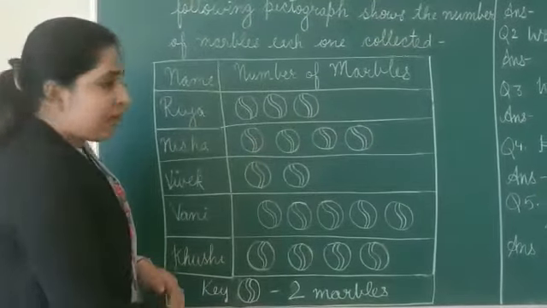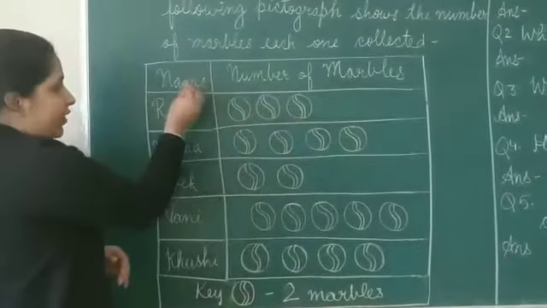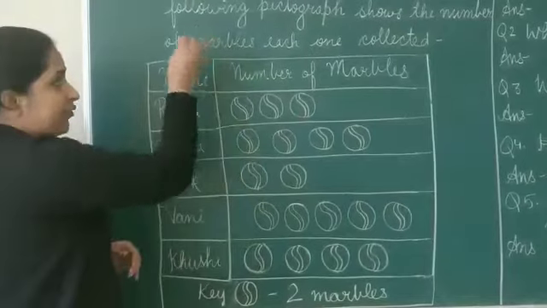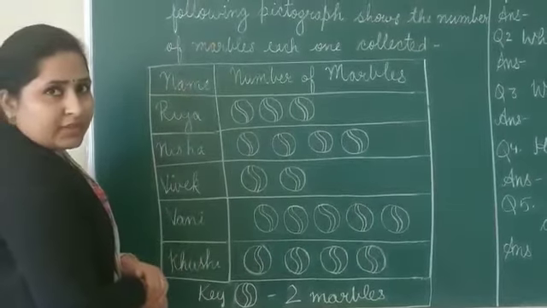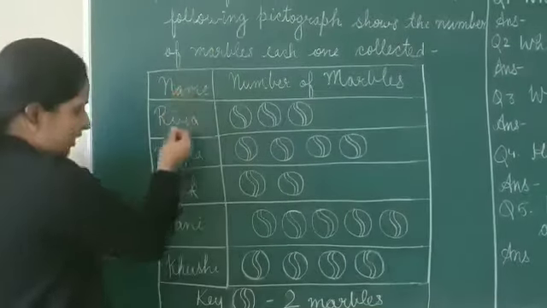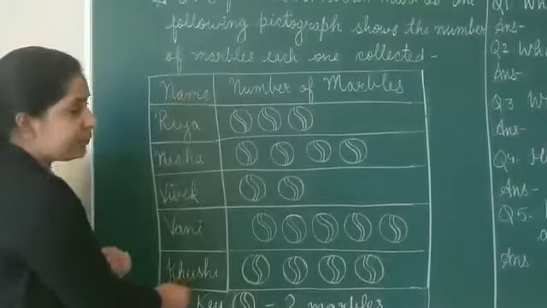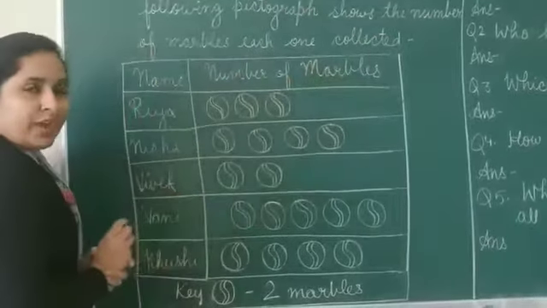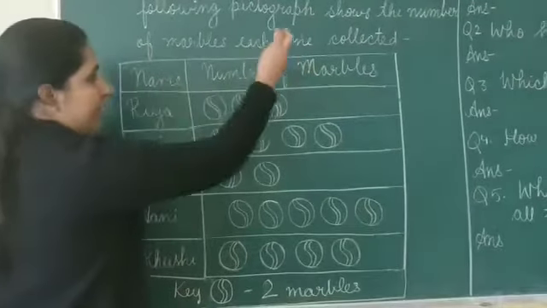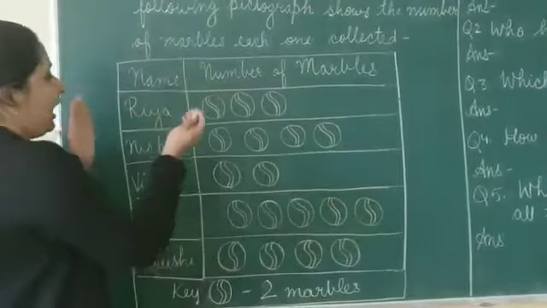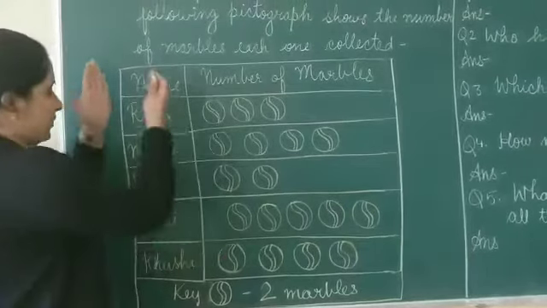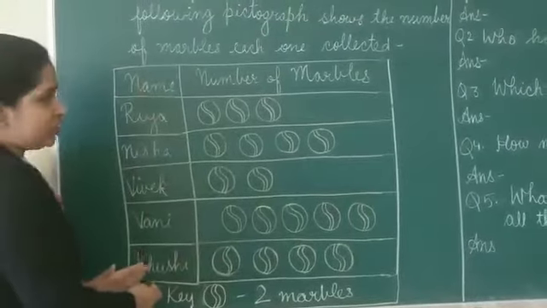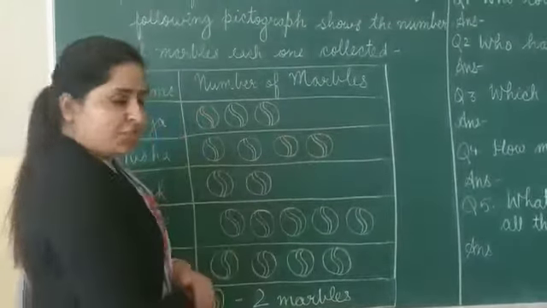In a pictograph we have 2 columns. In the first column is written the name of the child. The 5 friends went for collection of marbles, so their names are written here in this column. In the second column it is the number of marbles. So when you are drawing a pictograph, you will make a table like this. In that table you will have 2 columns. First column for the information, second column for the pictures.